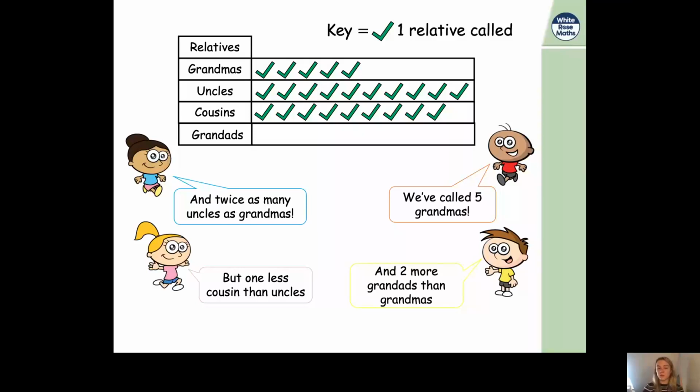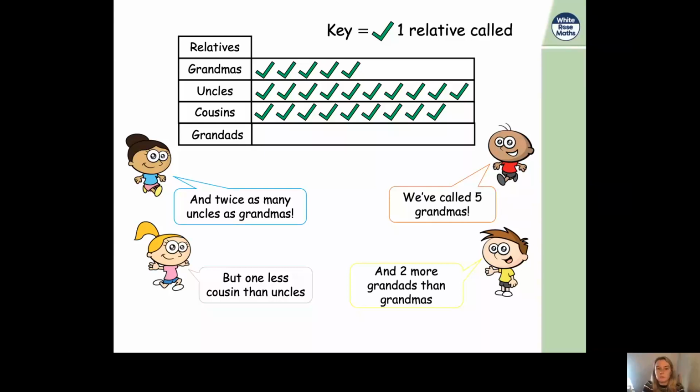Oh, they called 2 more granddads than grandmas. So can you remember how many grandmas they called? And could you do this one independently? So pause the video and have a go. You need 2 more granddads than grandmas. Okay, year 2, so let's look at it together.